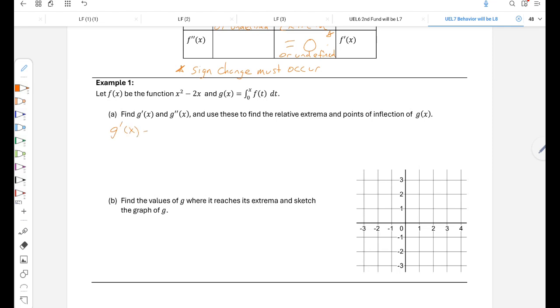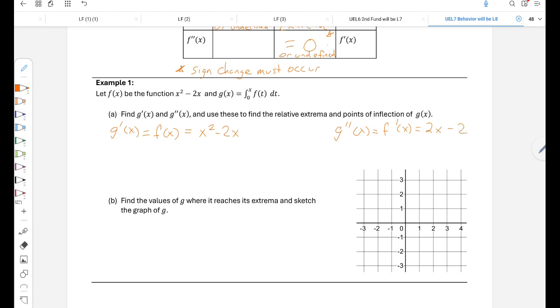So if g is the accumulation function, what's g prime? It's just f. It is f of x. The integrand is the derivative if it's an accumulation function. So g prime of x is x squared minus 2x. And that makes g double prime f prime of x. And since we have that explicitly, what is f prime of x?